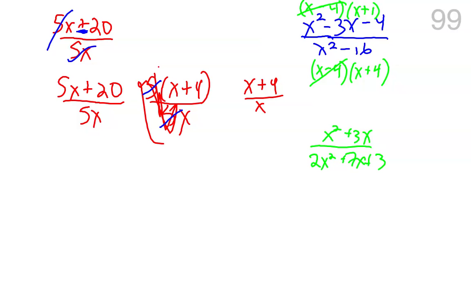I'm going to help you factor here. Ready? Hold it. Don't move. I factor the top. I get x times x plus 3. You already know how to factor. I factor the bottom. I get 2x plus 1 times x plus 3. What can go die here? The x plus 3's. So the answer would be x over 2x plus 1. That's it. That's all.